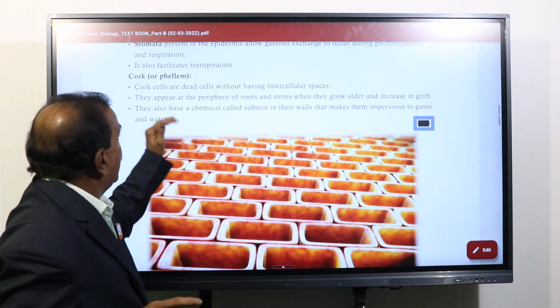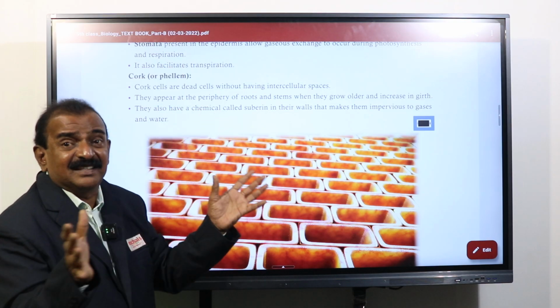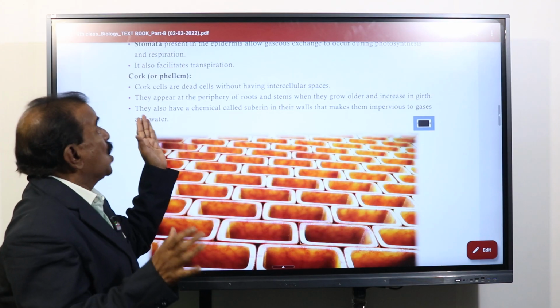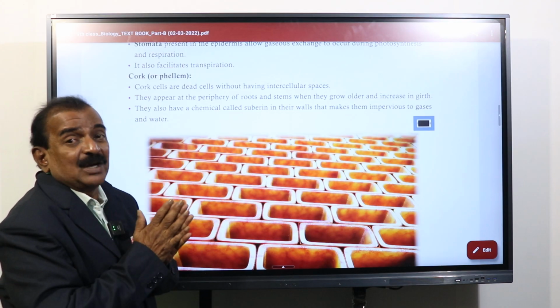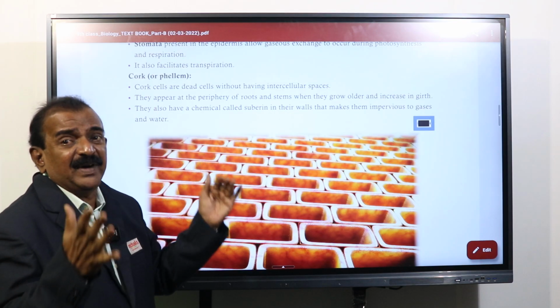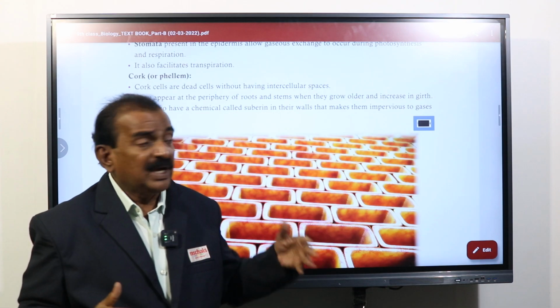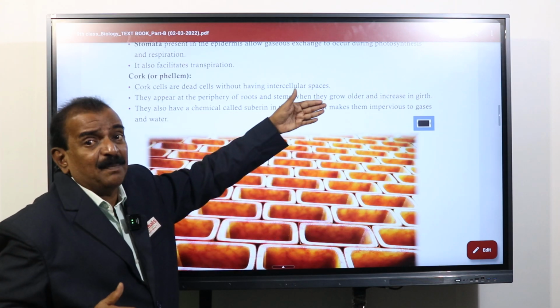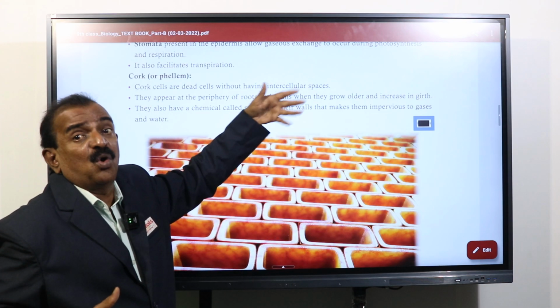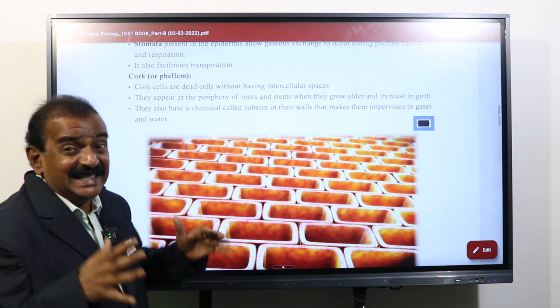Phellem. Cork cells are dead cells with no intercellular spaces. Intercellular spaces are absent, and they appear on the periphery, the topmost part of the stem and root, especially in older plants. So the plants which grow older and have stems with bark increase in girth.